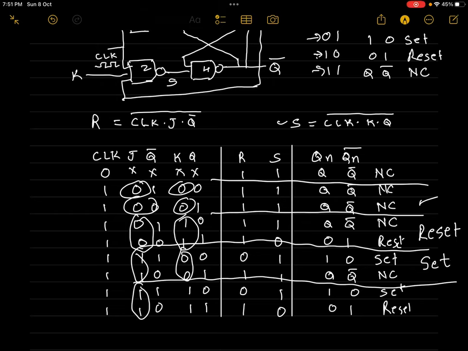So we will consider this condition as set. Now for 1, 1, one time we will get set, one time we will get reset. So how to find whether it is set or reset? For that we will see the main input Q and final output Qn. If the main input Q is 0, Qn becomes 1, and if the main input Q is 1, Qn becomes 0. So this is the toggle condition. The next condition is the opposite of the previous one. That's why this condition is called the toggle condition. And for this, we are getting the no change condition.